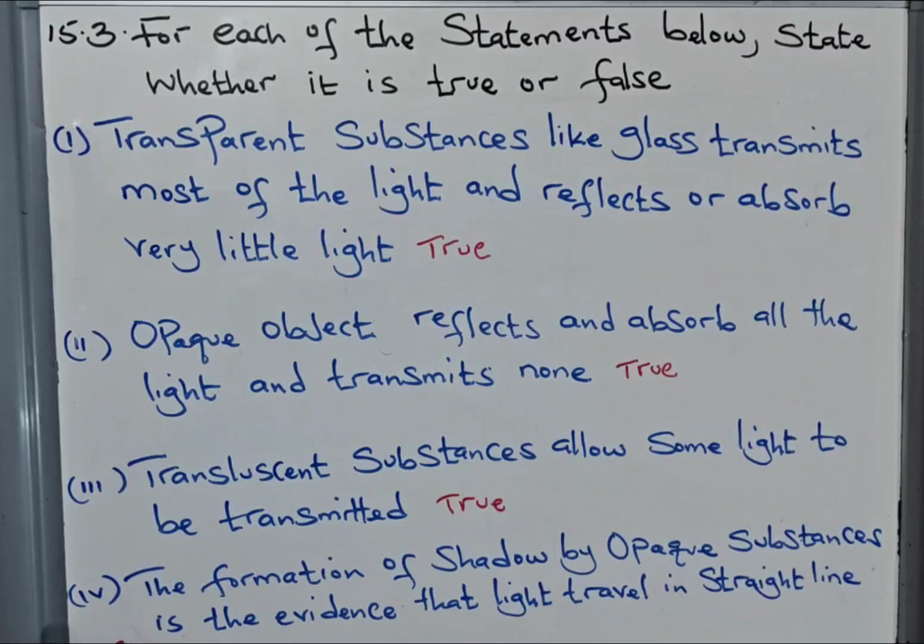Then we come to this one. It says that the formation of shadow by opaque substances is the evidence that light travels in a straight line. Is it true or false? It's true. Shadow formation is the evidence that light travels in a straight line. So it's true.